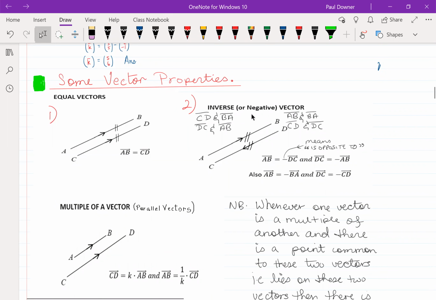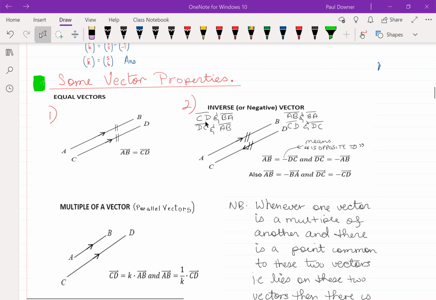Right. So we're looking at inverse or negative vectors. If you look at these two vectors, these are what we call inverse vectors. One is going in this direction, the other one is going in the opposite direction. But if you have a look at them closely, you'd realize that not only are they going in opposite directions, they are parallel, and they are equal in magnitude. So you need to have those qualities to make them inverse or negative vectors.